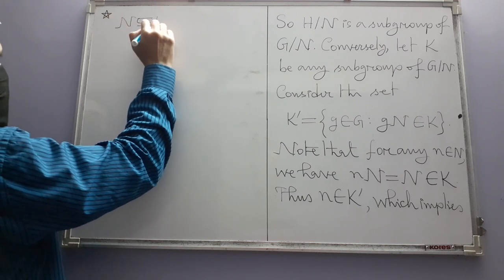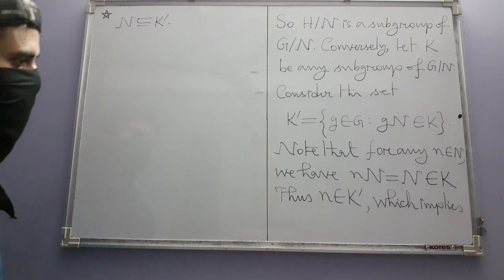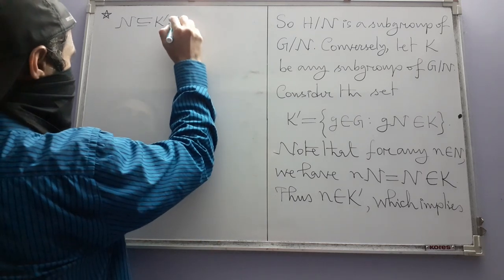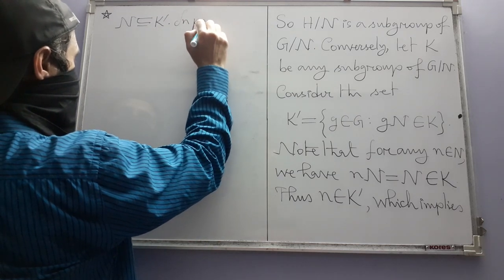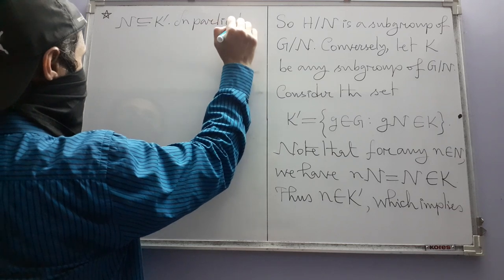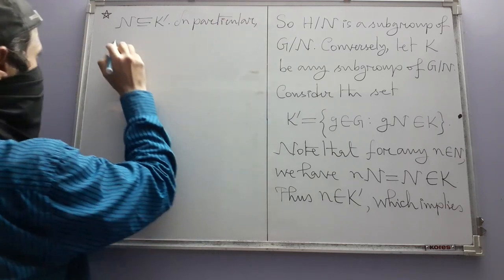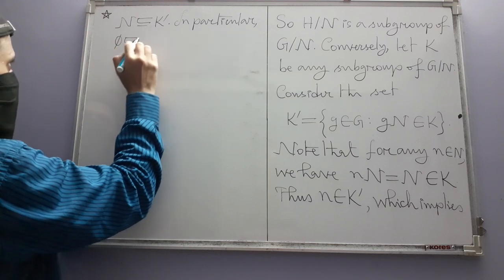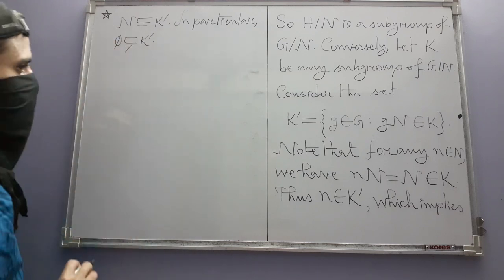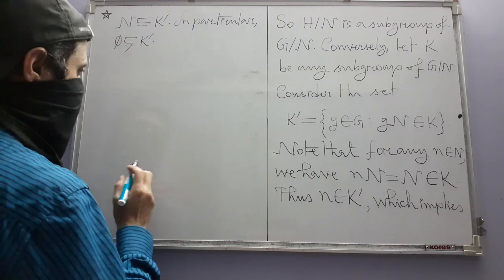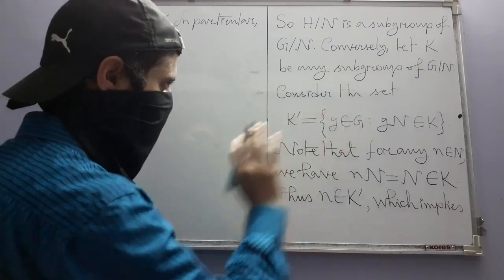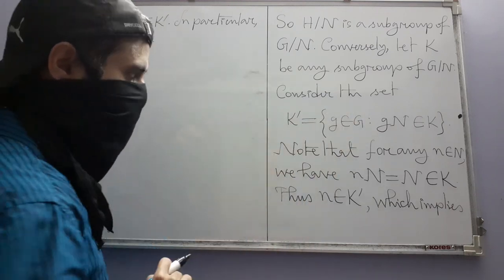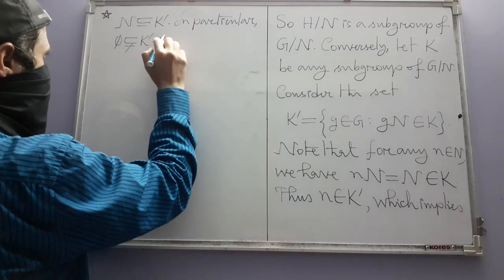Which implies that this is contained in K prime. In particular, K prime is non-empty. Okay, now let us take two elements in K prime. So now we can verify those two conditions for K prime to be a subgroup.